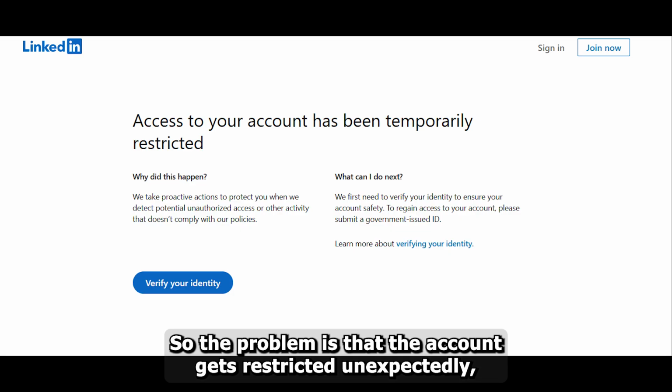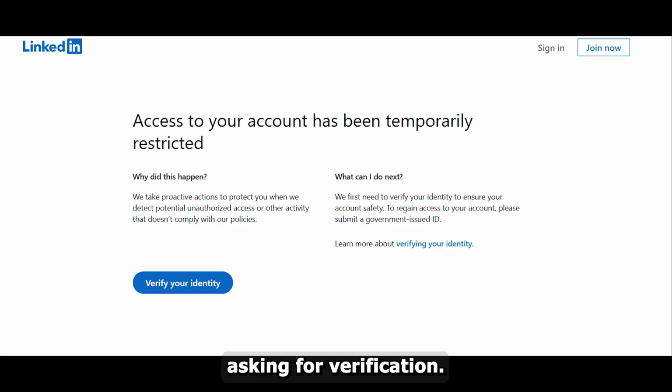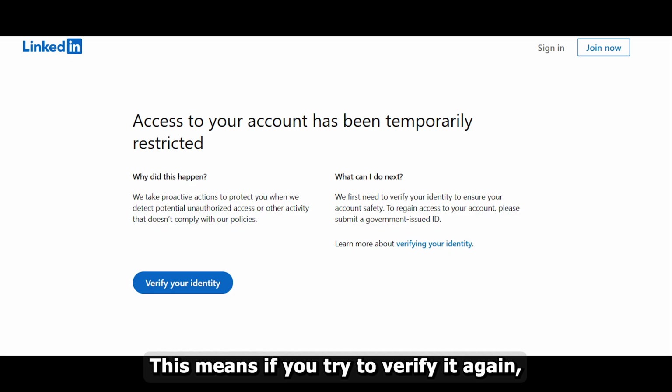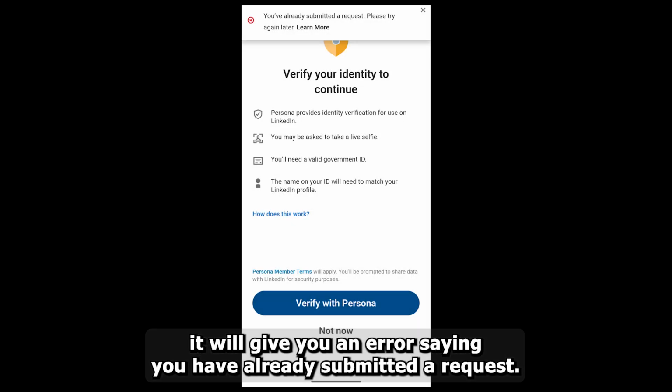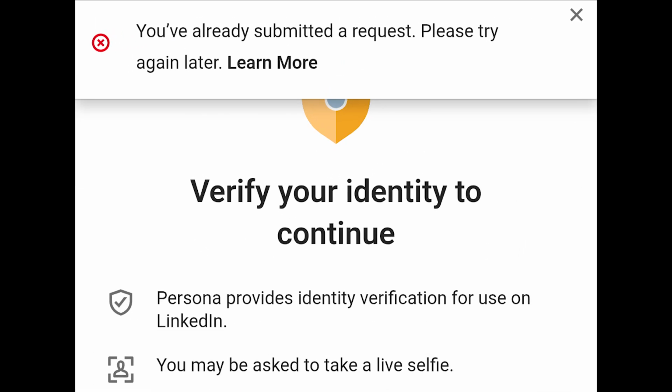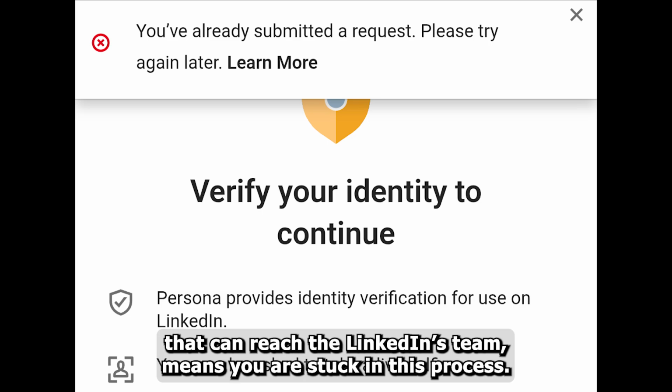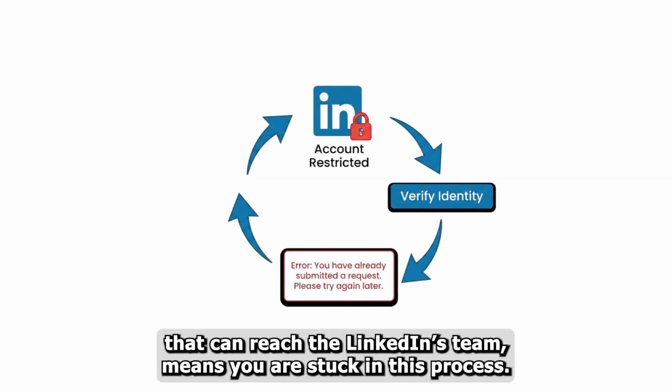So the problem is that the account gets restricted unexpectedly, asking for verification even if you have already verified your account in the past. This means if you try to verify again, it will give you an error saying you have already submitted a request. Please try again later. Essentially, you cannot proceed to further processes to verify that can reach LinkedIn's team. Means you are stuck in this process.